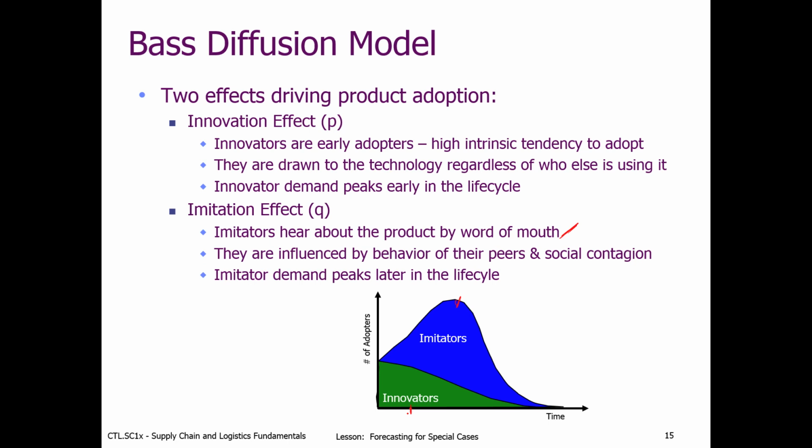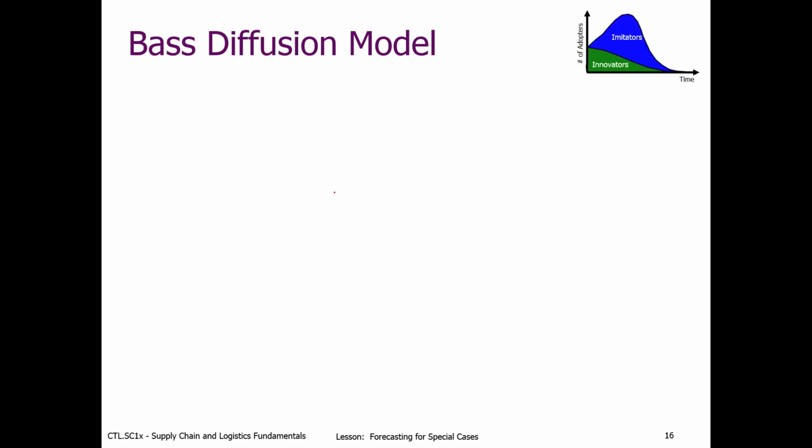Now, this isn't good and bad. This is just two different ways that the information about a product gets to that individual. In the innovation effect, these innovators tend to react based on impersonal information, mass communication. The imitators are more receptive to interpersonal communication or word of mouth. It matters that someone else is using it, and that's how they value that information. So you have these two effects that drive total overall product adoption.